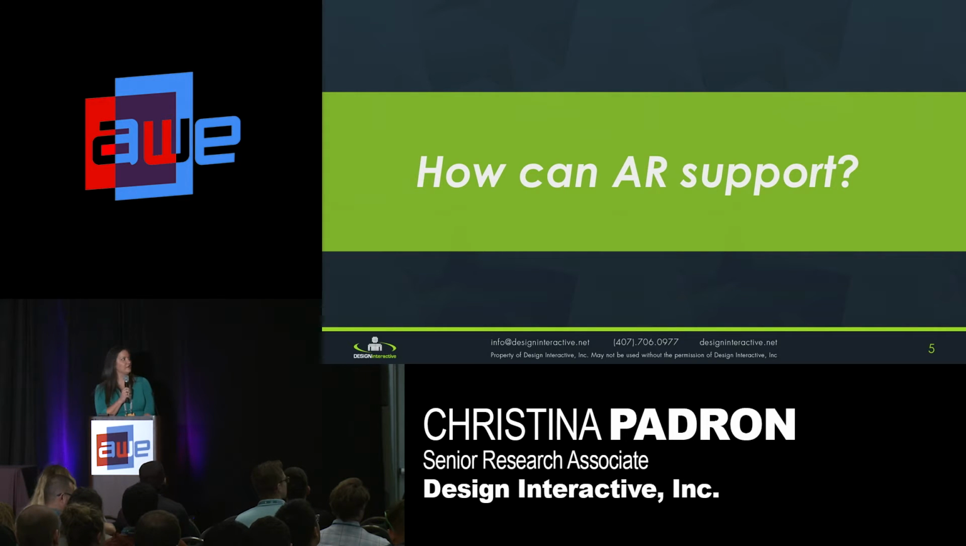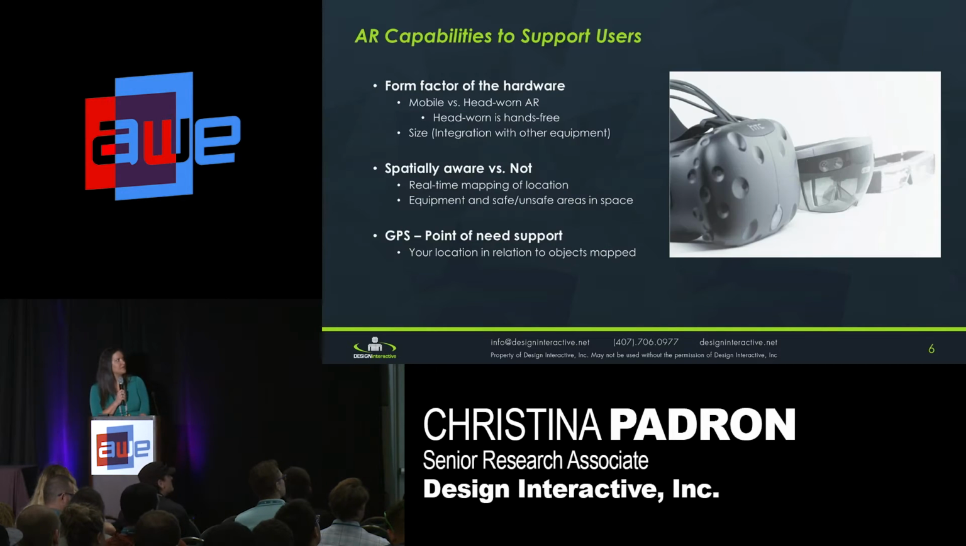So how can AR support is the question. There's certain capabilities, obviously, of AR technologies that are important to consider when designing the application, right? So choosing the hardware is an important first consideration. There's mobile versus head-worn AR. Obviously, the head-worn is hands-free, which is really the big draw, especially for something like maintenance. Generally you're using your hands a lot for that, so being able to have your hands free is important.